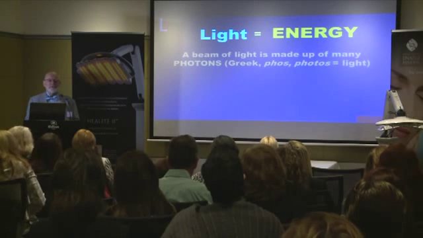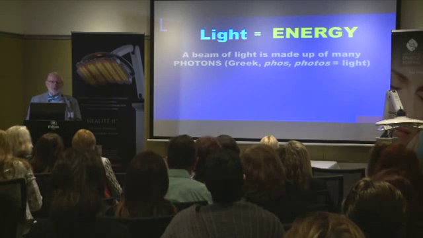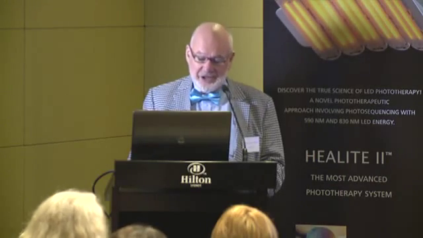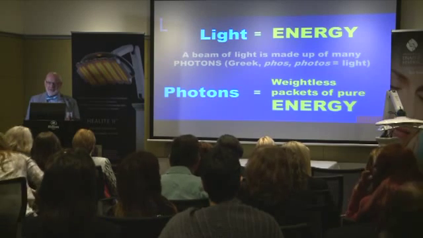Light is actually a form of energy, and a beam of light is made up of millions and millions of tiny little packets called photons. The word photon comes from the Greek word meaning light. And photons have their own energy. They are weightless packets of pure energy. And when this energy interacts with our tissue, we get some kind of reaction. And we can control that reaction by depending on what sort of photons we are using and how many of them we are delivering to the tissue.